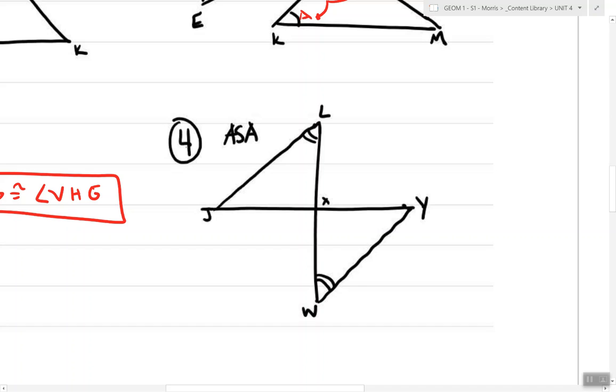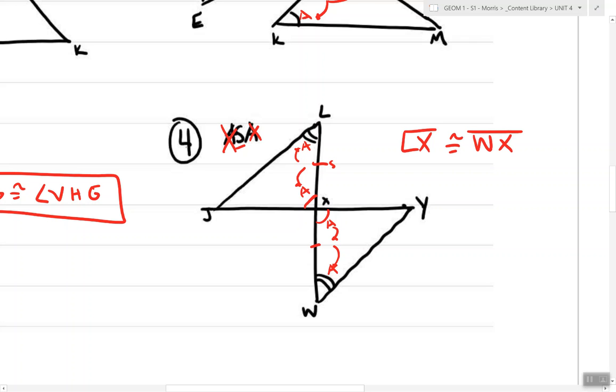Alright, in problem number 4, I have a set of congruent angles. I can assume that I have vertical angles in this problem. So I'm going to put my angle here. So I need the additional information. I have two angles. I need a side. I need that side to be between the two angles that are congruent. And that would be side LX is congruent to side WX.